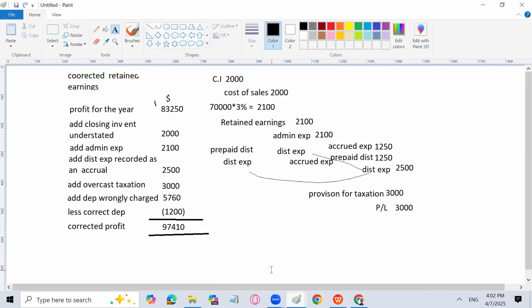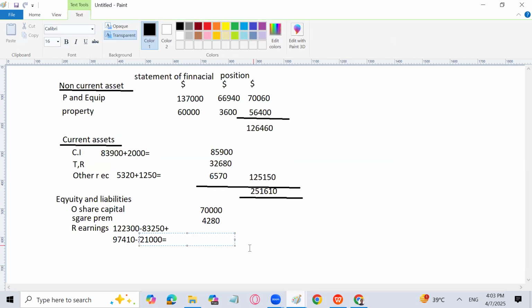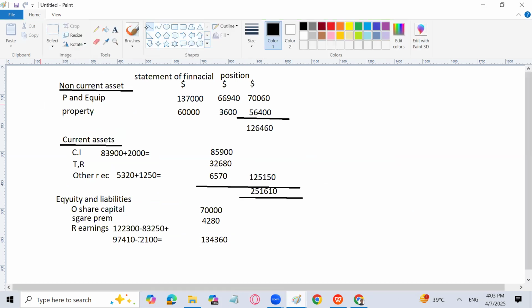No problem. See, retained earnings is given 122,300 minus 83,520 plus 97,410. Retained earnings are debited because of the dividend payment. So 2,100 will be subtracted because we have added it in admin expenses. वहां से माइनस कर दिए, रिटेन्ड अर्निंग में ऐड कर दिए, यानी रिटेन्ड अर्निंग में से आपको ये रिटेन्ड अर्निंग को कम कर रहे हैं माइनस करने पर। जी क्या आता है? 2,100 है। ओके ओके ओके 2,100 ओके 134,360 टोटल कर लें इसका, क्या आता है इन सबका?